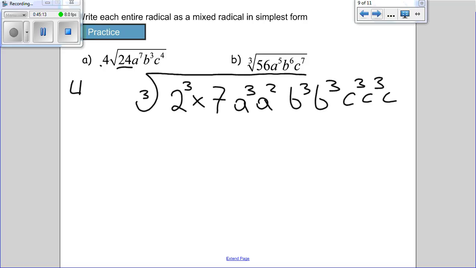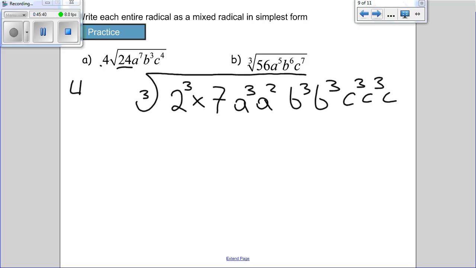Anything that matches your index will be canceled out, and that's why it comes out the back. So what he was saying was, these things are coming out of the brackets because you're able to cube root them. The cube root of a cubed is just a. He said it in a fancy way, but he's right.